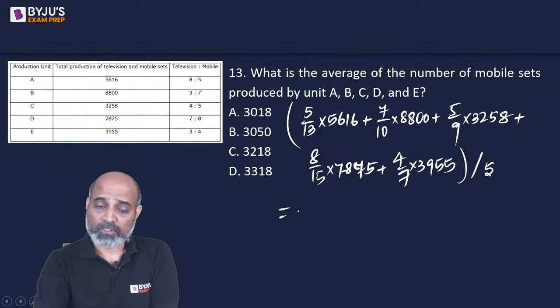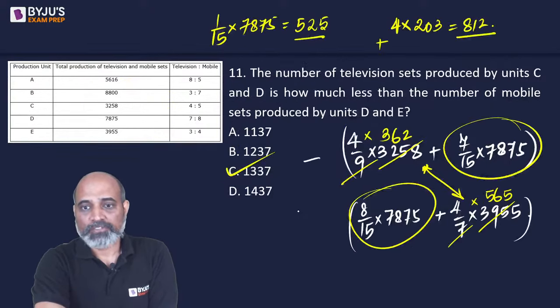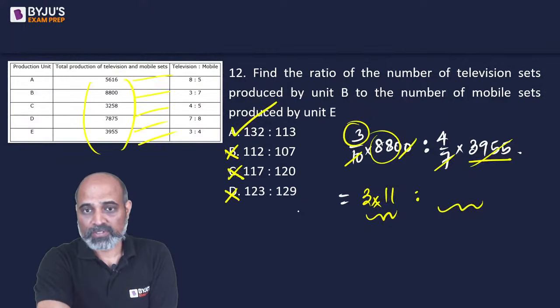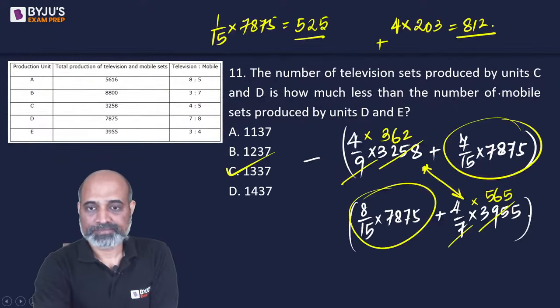Now, some of the calculations, the division part we have already done, right? For example, 3258 by 9 is 362, right? So this is 362. We know this, we have already done it.